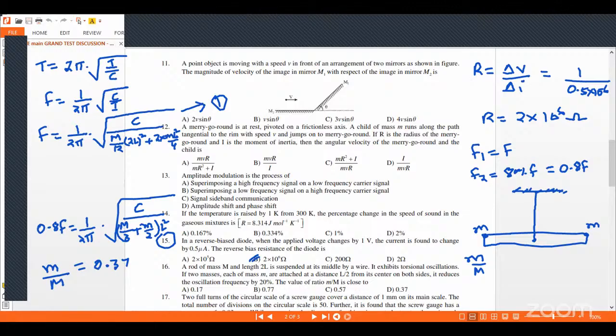See, the first equation is 1 by 2 pi into under root C by capital M into 2L whole square by 12 plus 2 into small m L square by 4, because both the particles are at a distance L by 2.